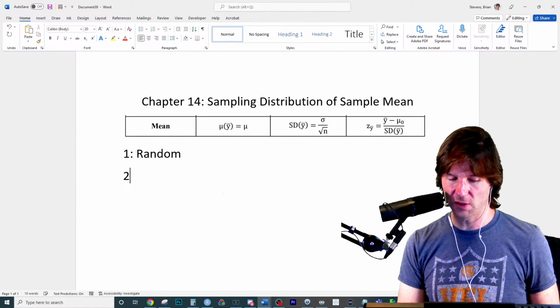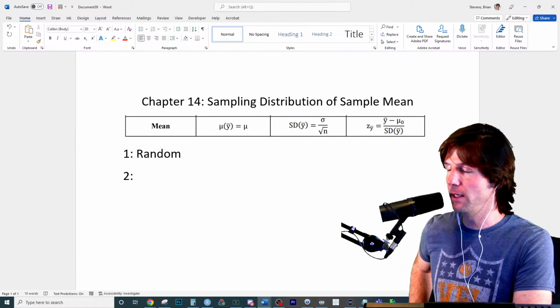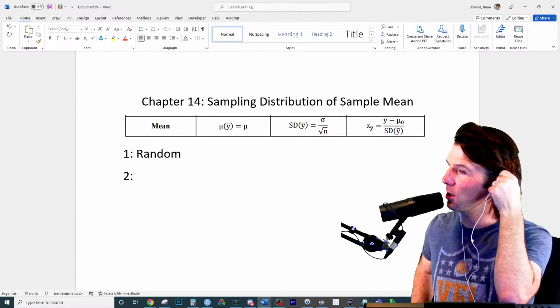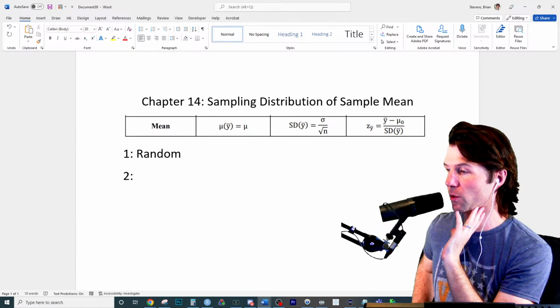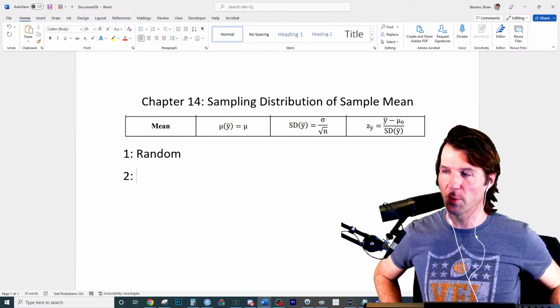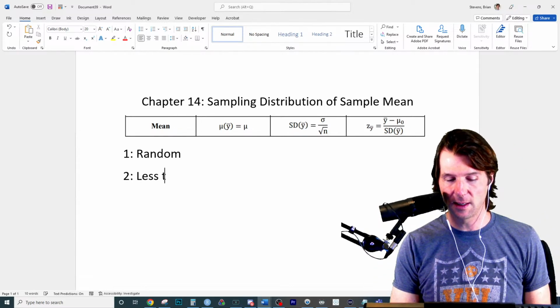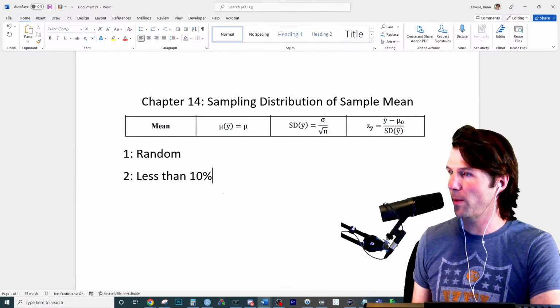Randomly select those individuals. The second condition is what? The amount of individuals you select needs to be what? Which is the weird one. The one like, wait, what? I thought more is better. Less than 10%, no more than 10% of the total population.